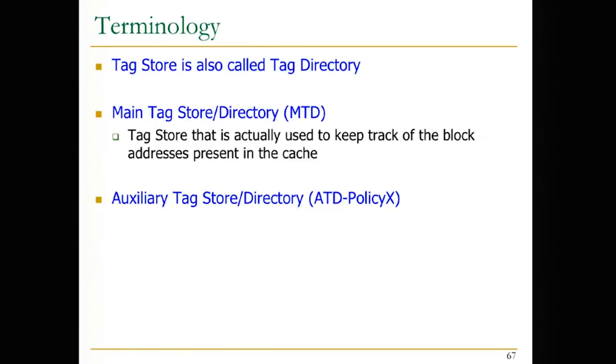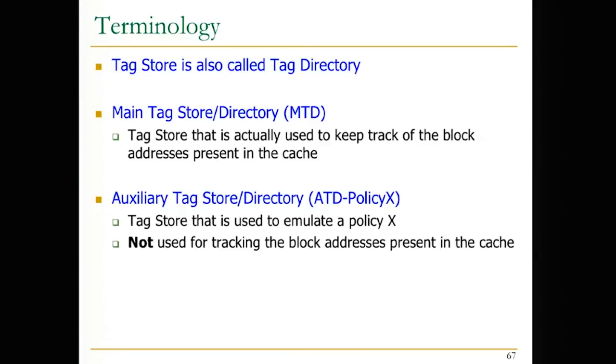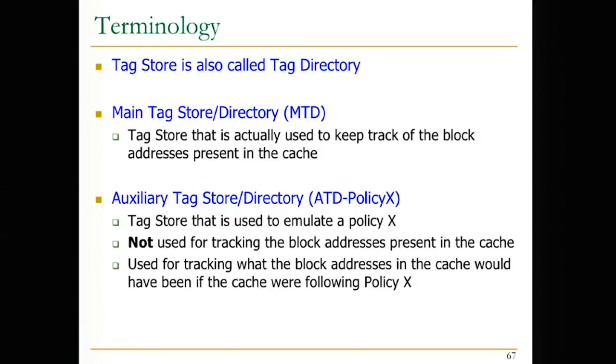But you can also have auxiliary tag stores where you can simulate or emulate anything, right? You can have, let's say, an auxiliary tag directory for policy X. This is a tag store that is used to emulate a policy X. Basically, it's not used for tracking the block addresses that are currently present in the cache, but it's used for tracking what the block addresses in the cache would have been if we were actually following some policy X. That's different from what's in the main tag store. Make sense?